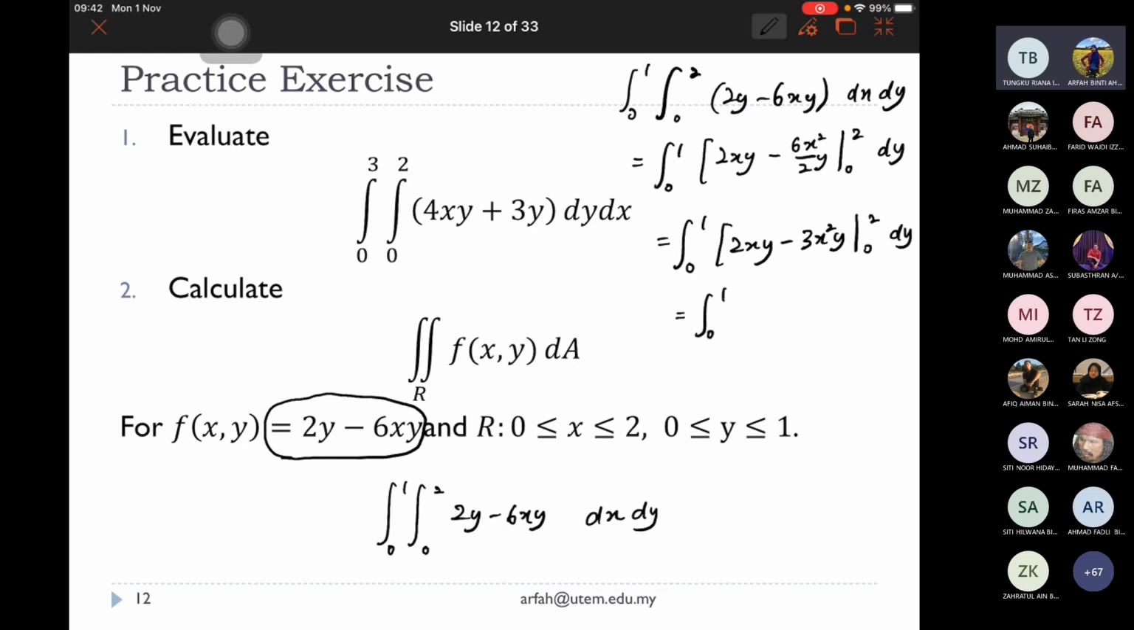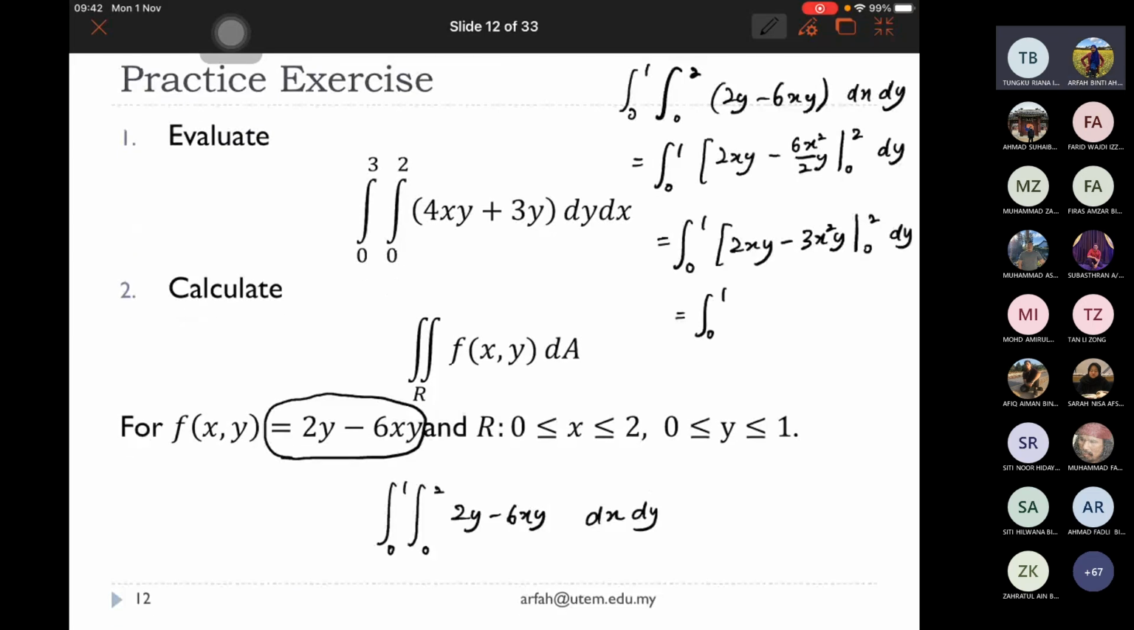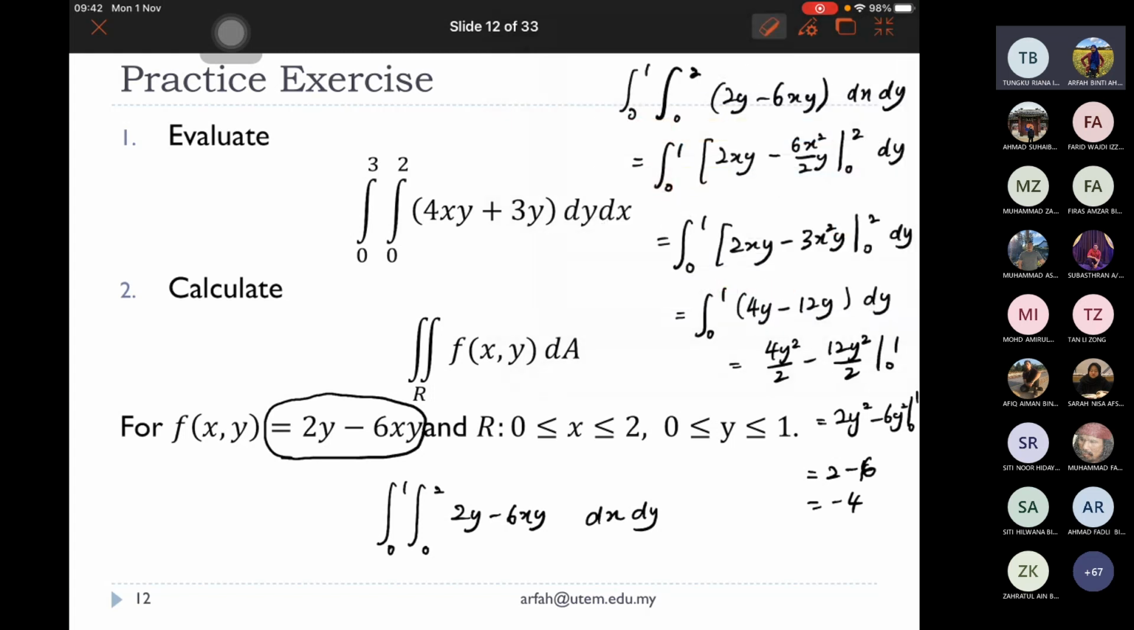So equal to 0 to 1, gantikan x dengan 2, 2 kali 2, 4y tolak 3 kali 4, 12y. Okay, dy. So dapatlah 4y kuasa 2 per 2 tolak 12y kuasa 2 per 2, 0 sampai 1. Sama dengan 2y squared tolak 6y squared, 0, 1. So dapat 2 tolak 6, negatif 4 jawapan dia. So the answer is equal to -4.